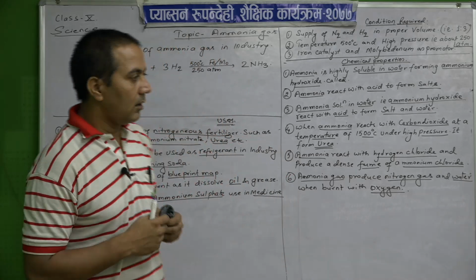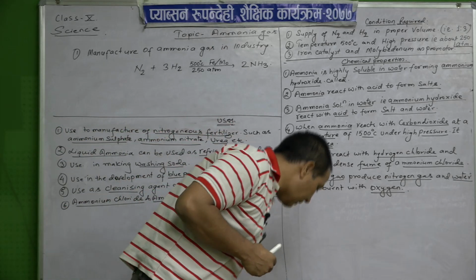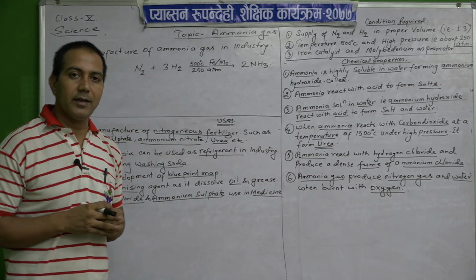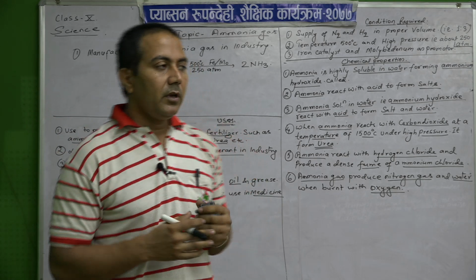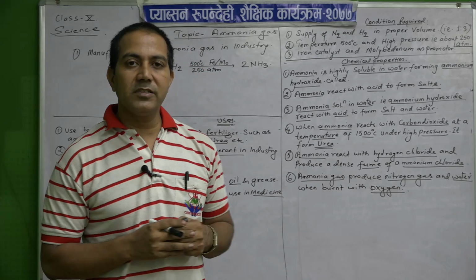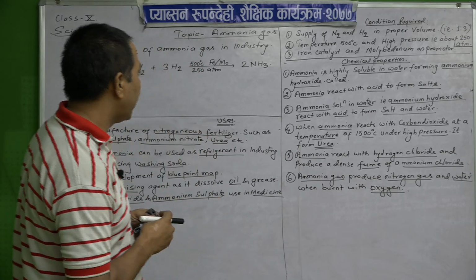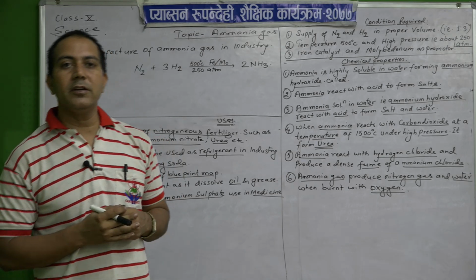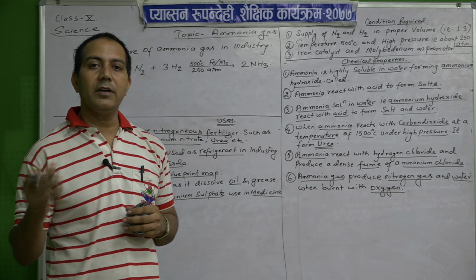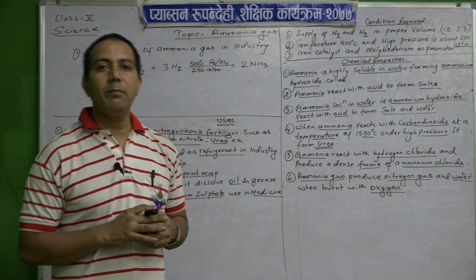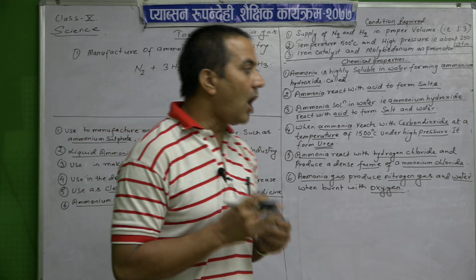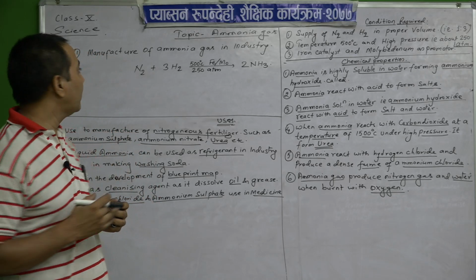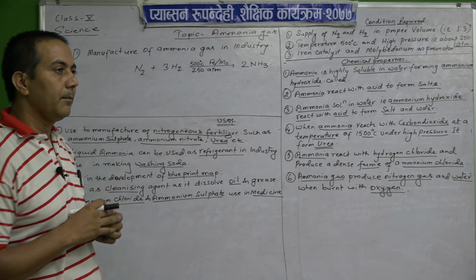In our last class we discussed the different methods of preparation of ammonia gas, isn't it? Now today we will start with the commercial preparation of ammonia gas, which is required for the agriculture industry, that is, the chemical fertilizer industry, for the preparation of different chemical fertilizers. So, how is it prepared in industry? The first one is the manufacturing of ammonia gas in industry.